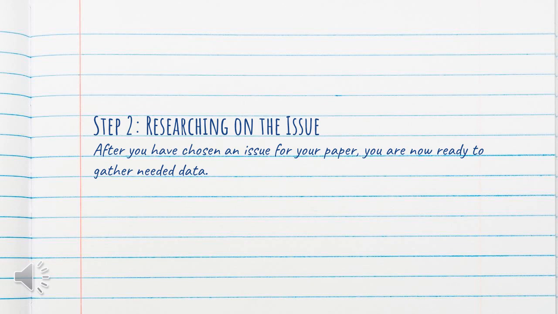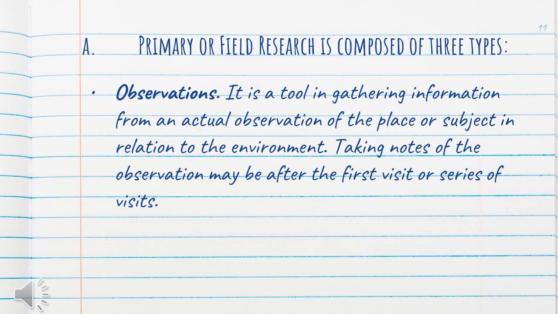Next one, we have primary or field research, which is composed of 3 types. So the first one is, of course, observation. It is a tool in gathering information from an actual observation of the place or subject in relation to the environment. Taking notes of the observation may be done after the first visit or a series of visits.